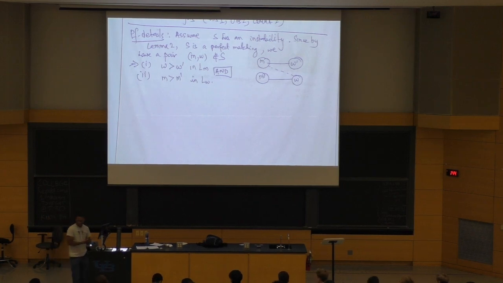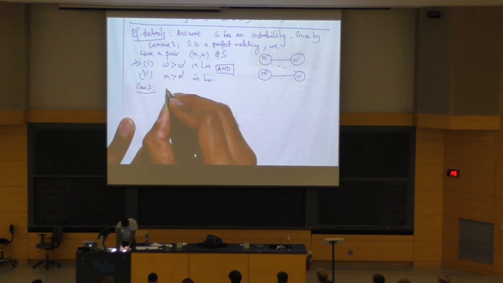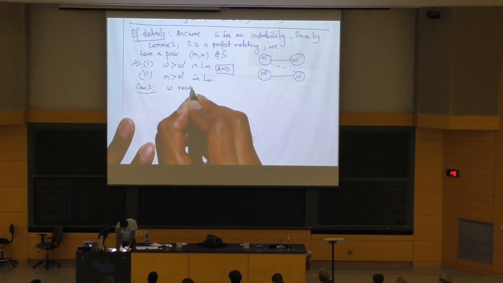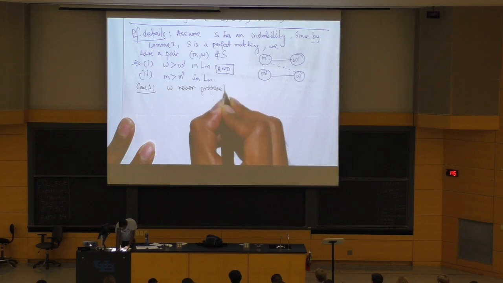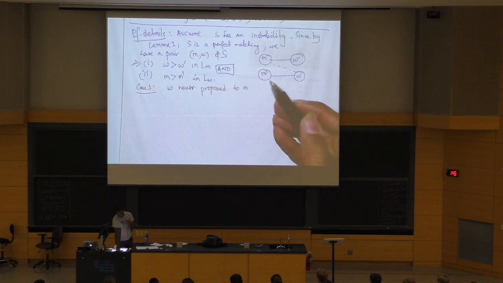So one natural thing to try to do a case analysis on, and it works in this case, is to see whether W even proposed to M at some point or not, right? And so we're going to assume first that W never proposed to M, then come up with a contradiction. And then we're going to look at the other case, that W did propose to M, and still come up with a contradiction. So case one: W never proposed to M. Okay? But note that W is engaged to M prime.